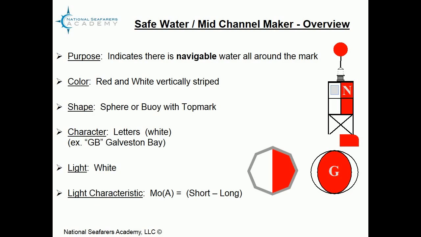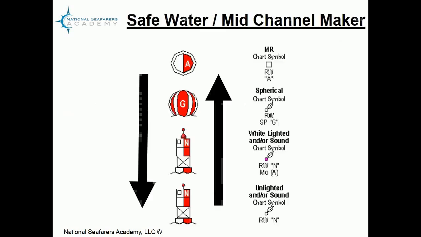Safe water marks are red and white striped and have a red spherical top mark to further aid in identification. If lighted, they display a white light with the characteristic Morse code A. Safe water markers are normally passed as if they mark the center of the channel.